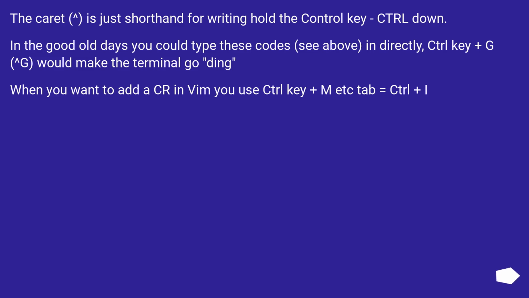The caret is just shorthand for writing hold the control key, control down. In the good old days you could type these codes, see above, indirectly. Control key plus G, ^G, would make the terminal go ding. When you want to add a CR in Vim you use Control key plus M, etc. Tab equals Control plus I.